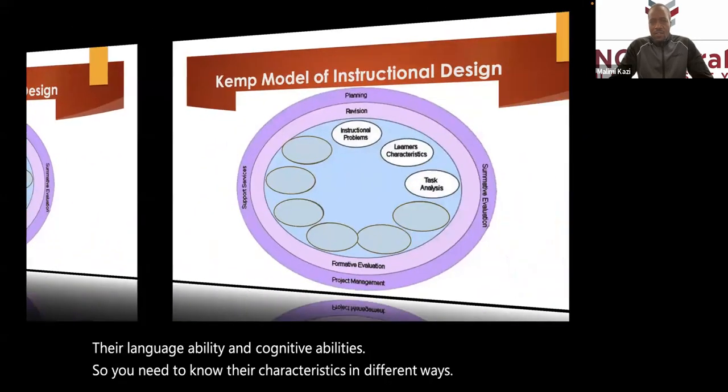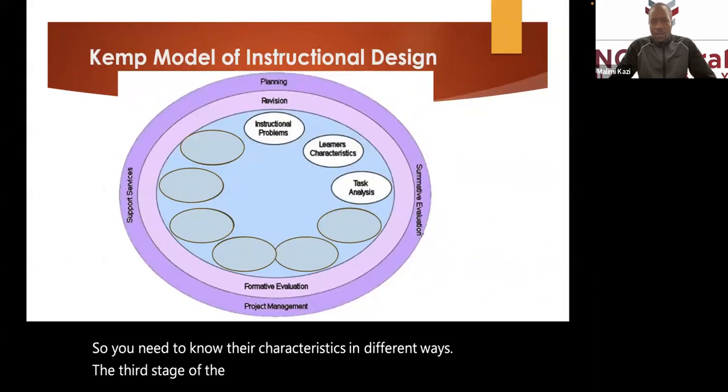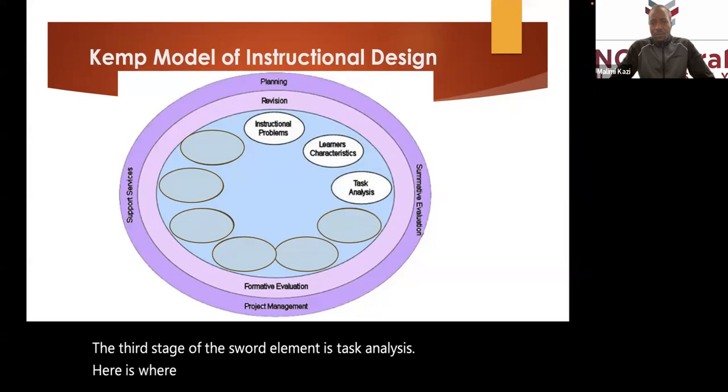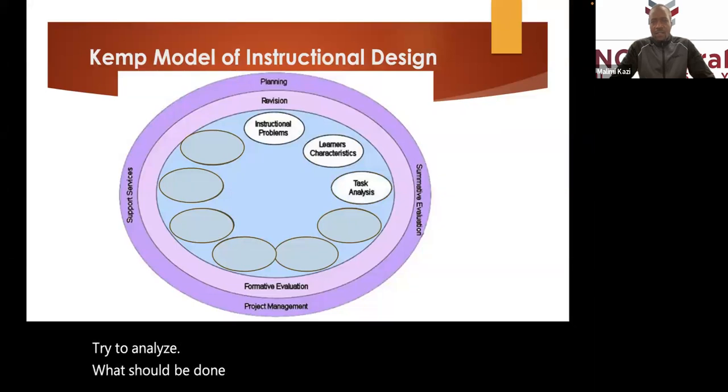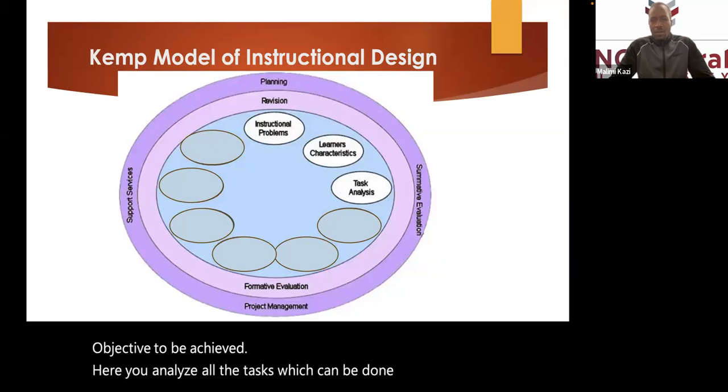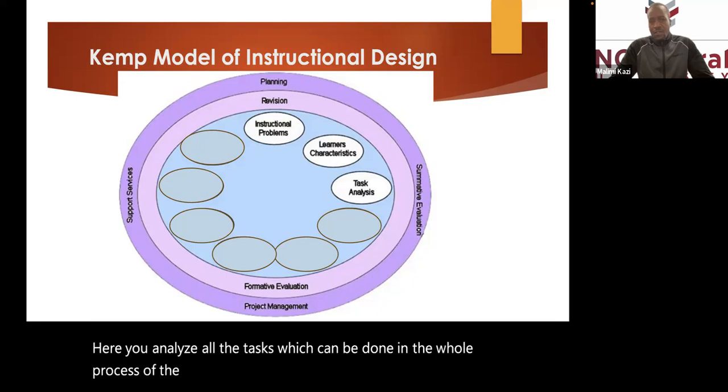The third stage or the third element is task analysis. Here is where you try to analyze what should be done for the learning objective to be achieved. Here you analyze all the tasks which can be done in the whole process of the instruction design and implementation as well.